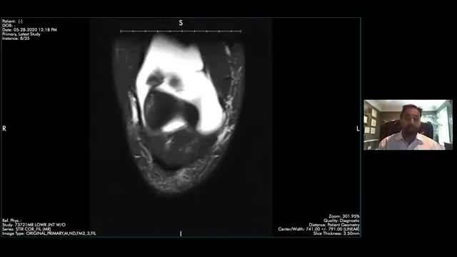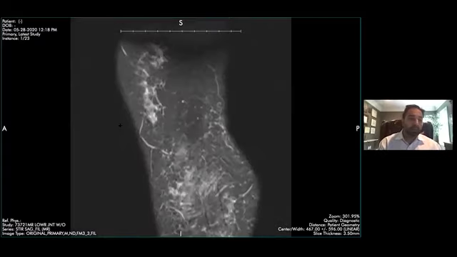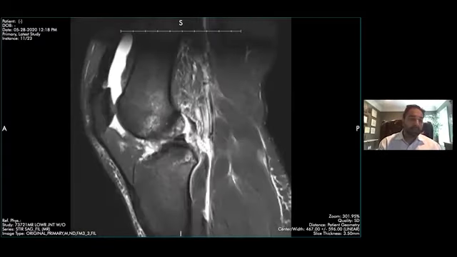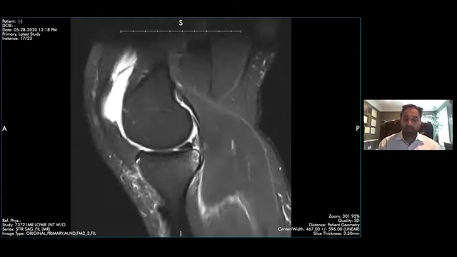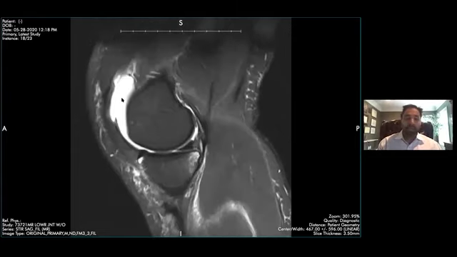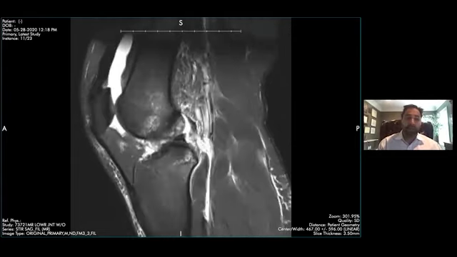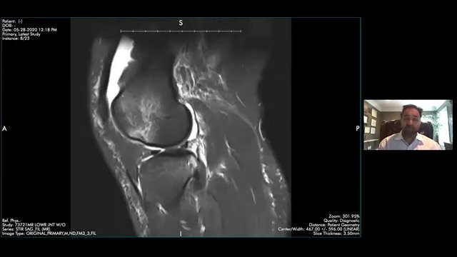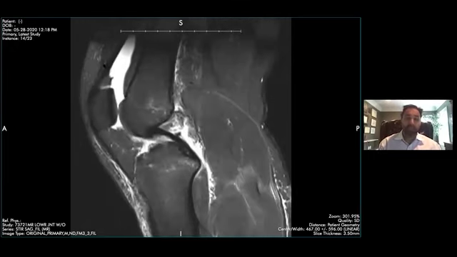Other findings here as well, okay? Come back to the sagittal. We can again take a look at these. Here there is probably a small joint effusion, right? This is more than just physiologic. There's likely a small suprapatellar joint effusion.